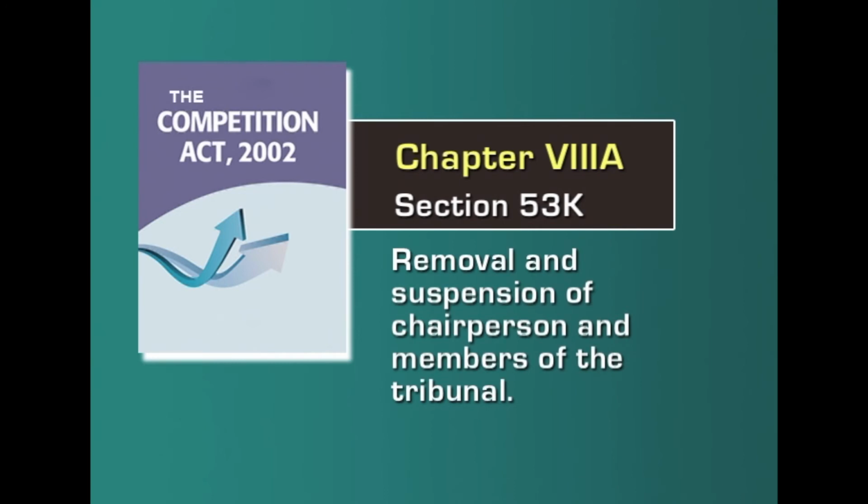Moving on, section 53K talks about removal and suspension of the chairperson and members of the tribunal. Now, this is also important. Sometimes it may so happen that the members presiding over the tribunal may face a challenge, or somebody may impugn their integrity. In such circumstances, how do we remove them? There should be a procedure to remove them.